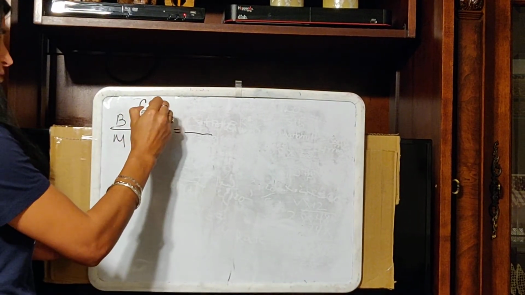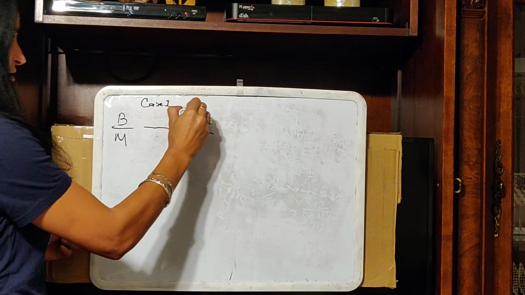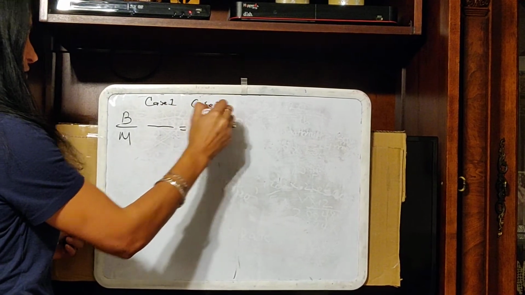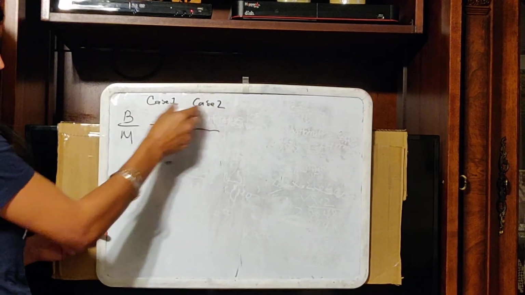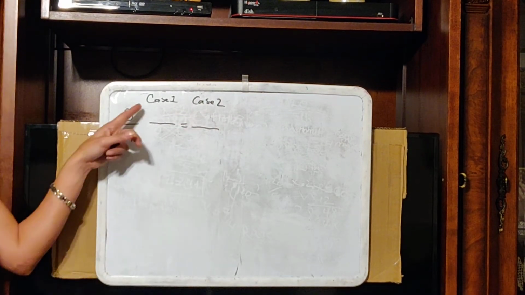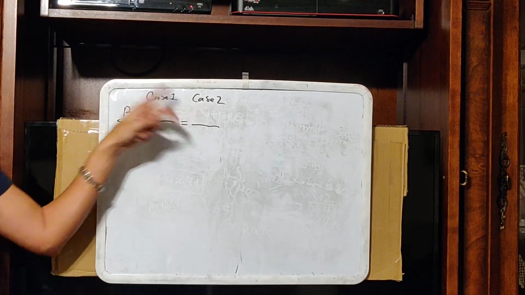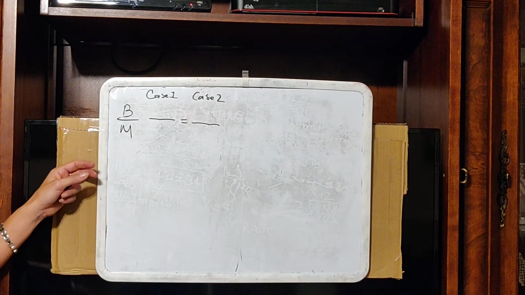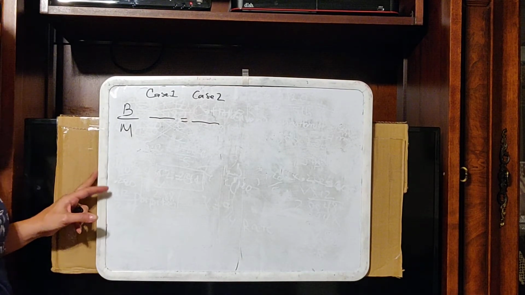Here is where the book will put case 1, case 2. Again, all that means is one rate compared to a second rate. You do not have to put those labels, it's really up to you, but so that we're doing what the book says, I wanted to show you how to do it.